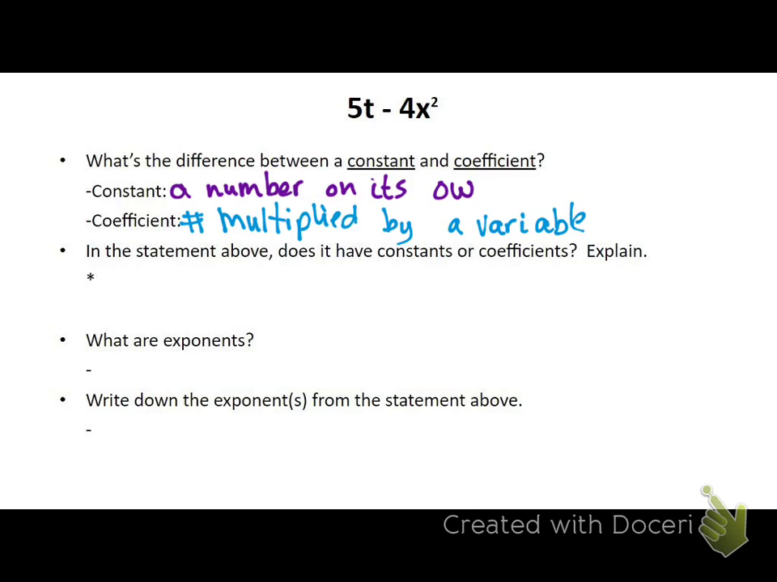Okay? So in the statement above, does it have constants or coefficients? So 5t minus 4x squared. Are those going to be constants? Are those numbers on their own? Or are they going to be coefficients, where it's a number being multiplied by a variable? Coefficients. Why? The only terms up there are terms with the variables.